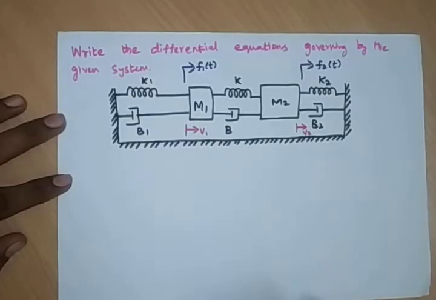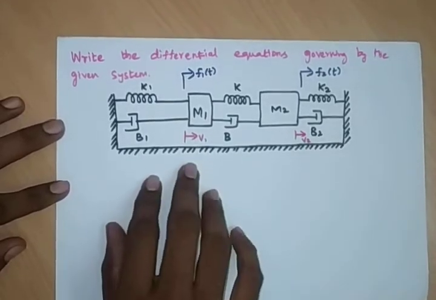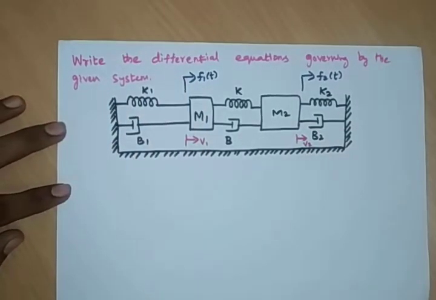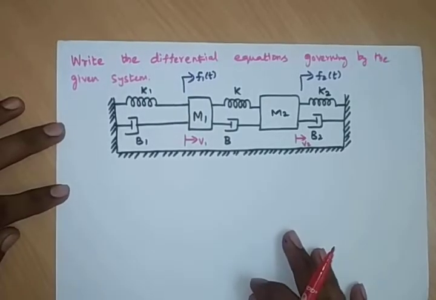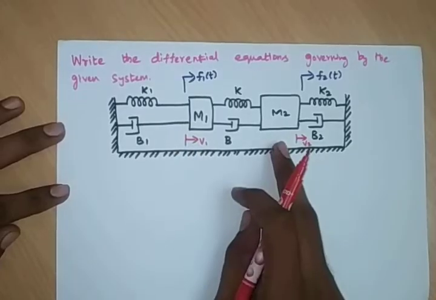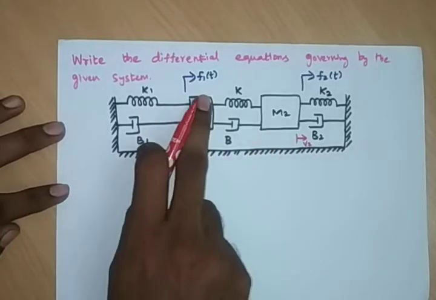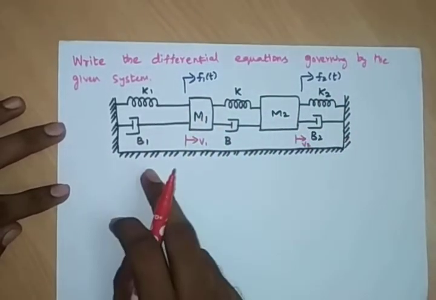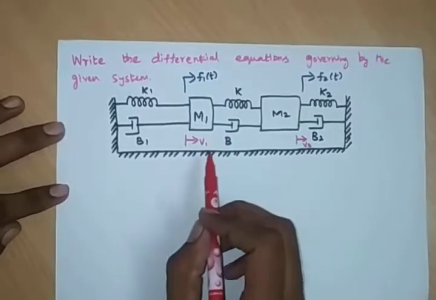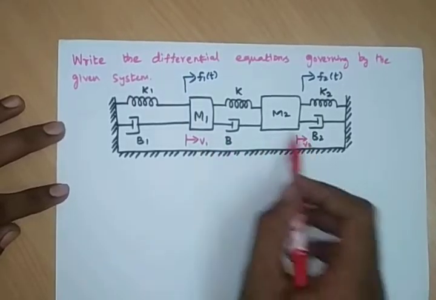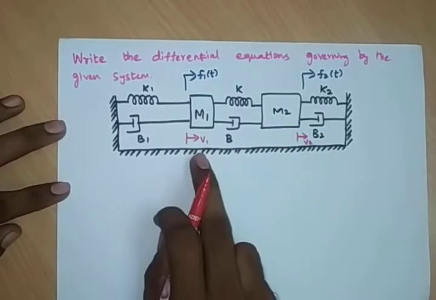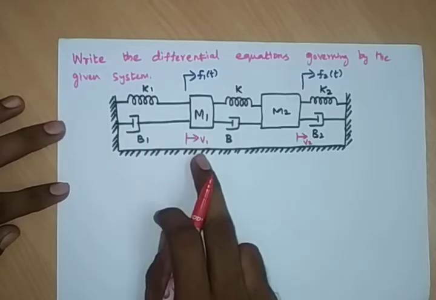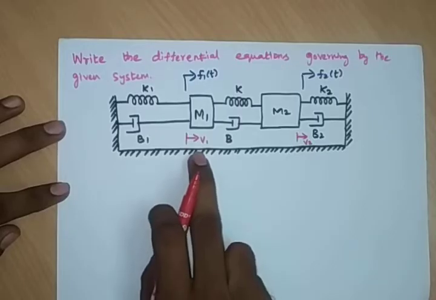We are going to solve this problem. They are asking to write the differential equations of the given system. You can see the system has two masses, so there will be two differential equations. They are also applied with two separate forces, and they have some individual components connected with that particular mass, and also some common elements. We need to write the equations in terms of velocity v1 and v2.